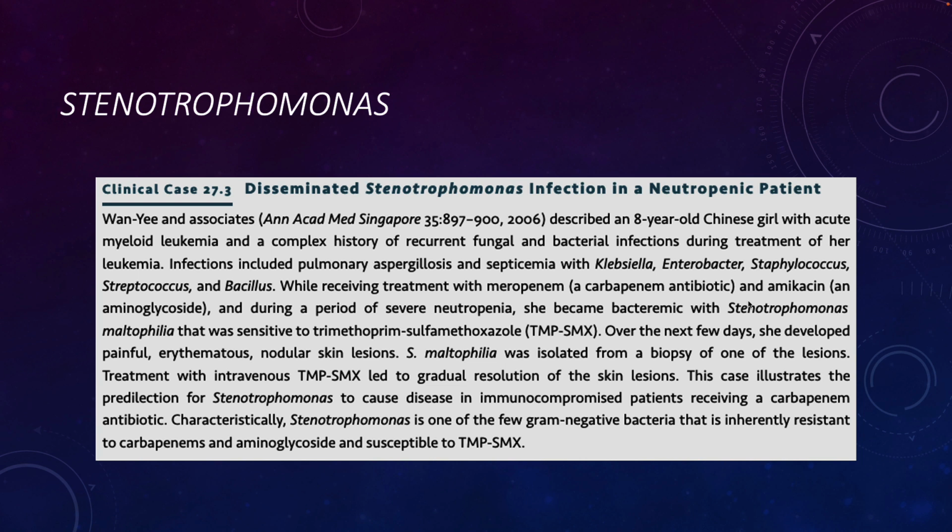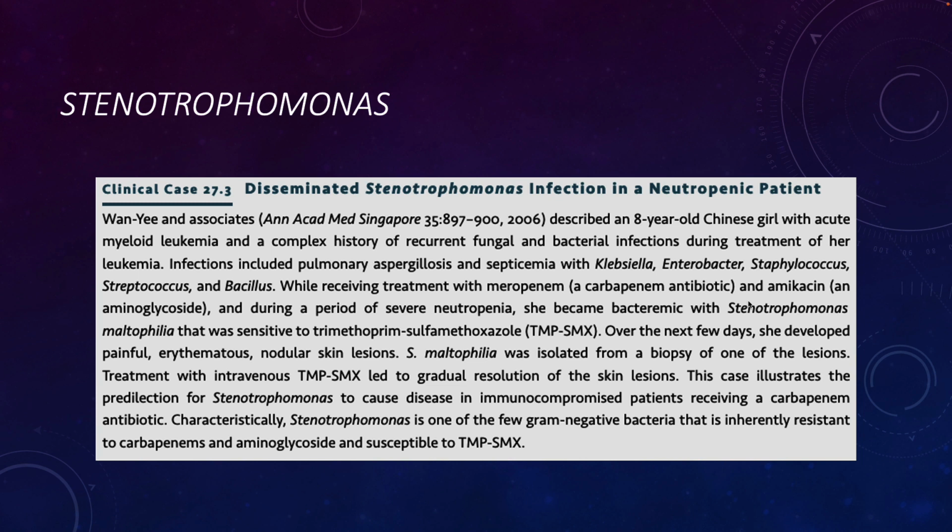She had acute myeloid leukemia and a complex history of recurrent fungal and bacterial infections during the course of treatment for leukemia. So remember, leukemia is a cancer of the white blood cells, and one of the best treatments is chemotherapy, which also causes a decrease in white blood cells, making patients very susceptible to infection. She'd had aspergillosis, which we'll talk about in the fungi, Klebsiella, Enterobacter, Staphylococcus, Streptococcus, Bacillus, right? Tons and tons of infections.